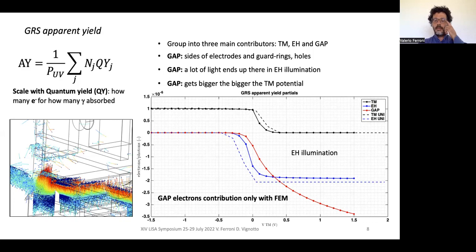And you see with the FEM model that the contribution of the gap electrons, which is the red one in the figure, is very important. It gets bigger and bigger with the test mass potential. And this is very relevant to simulate a real system.